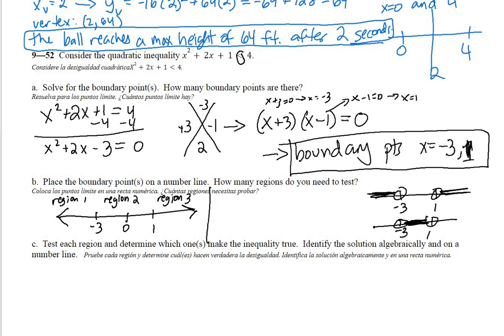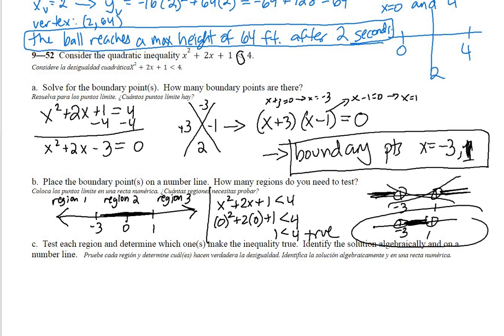Okay, so I'm plugging 0 into my original inequality. I'm testing region 2, and then I'll circle which of these the correct answer is. Let's see, what was my original inequality? Oh yeah, x squared plus 2x plus 1 is less than 4. So I'm plugging in 0. 0 squared plus 2 times 0 plus 1 is less than 4. That reduces to 1 is less than 4, which is true. So this region right here is where all my answers are. This is the answer. This one, not this one.